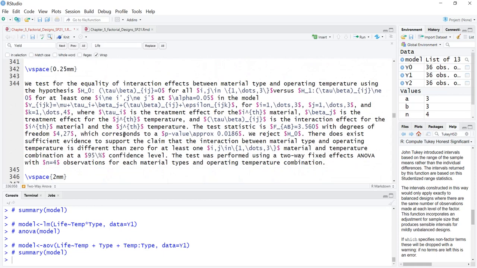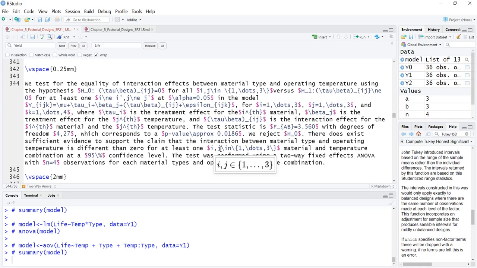And now for the interaction, since it's significant, this is the most important thing we're going to put up here. So we have, after the model, the test statistic is F of AB is 3.560 with degrees of freedom 4 and 27, corresponding to a p-value of 0.0186. We reject H naught. There does exist sufficient evidence to support the claim that the interaction between material type and operating temperature is different than 0 for at least one ij in 1 to 3.